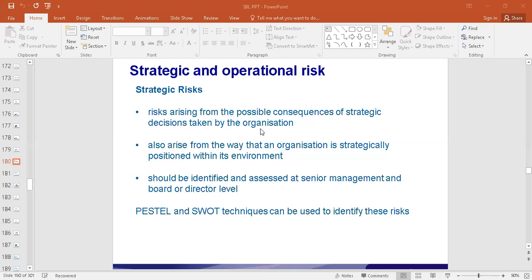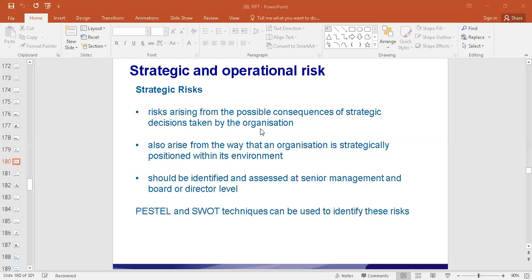Then we see that it should be identified and assessed by senior management and the board of directors, because who's involved in the strategic planning? The top management, the senior management, the board of directors, they are all involved in strategic planning. So it should be identified and assessed by them, the people at the top.